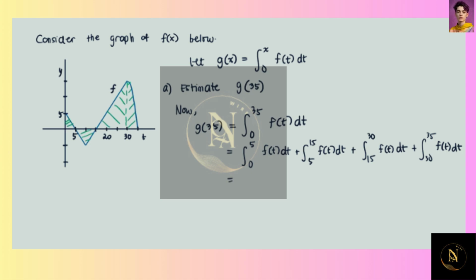So looking at the area over the interval 0 to 5, that's a right triangle, so that's half base times height. That'll be 1/2 times base 5, height 5, plus we have in the interval 5 to 15 a triangle below the x-axis. So the area for that will be 1/2 times base, which is 10, times the height, which is -5.